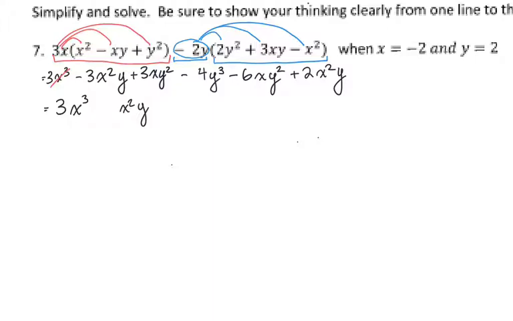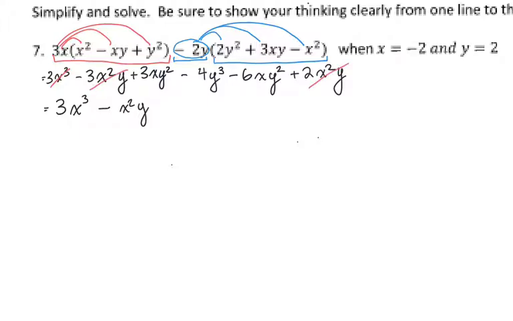So we've got 3x squared y, we got negative 3x squared y and a 2x squared y. Negative 3 plus 2 gives us minus 1. So this part turns into minus 1, and the moment that I've done with those two, I cross them off.